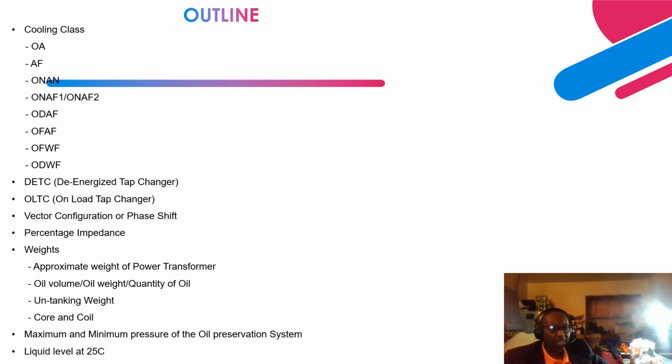Next is the on-load tap changer. A typical example for an on-load tap changer is plus or minus 16%.